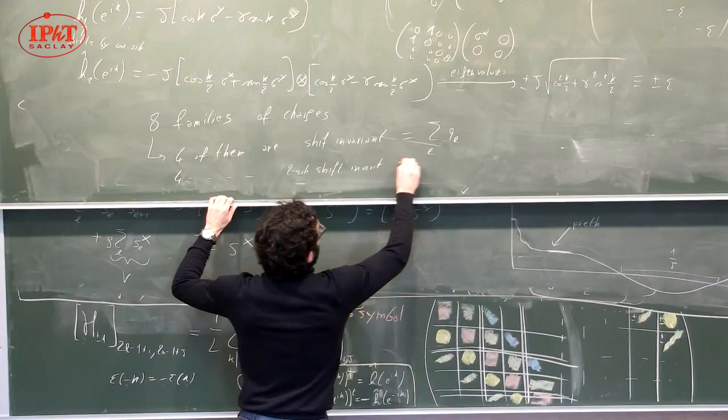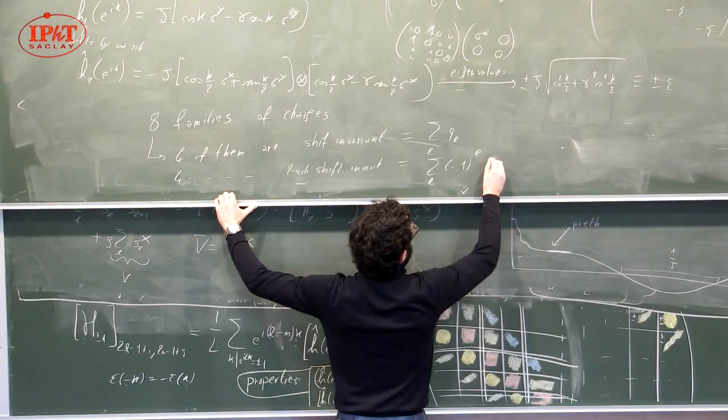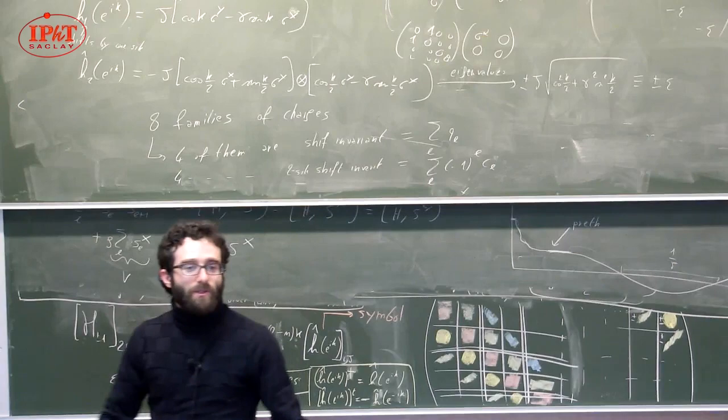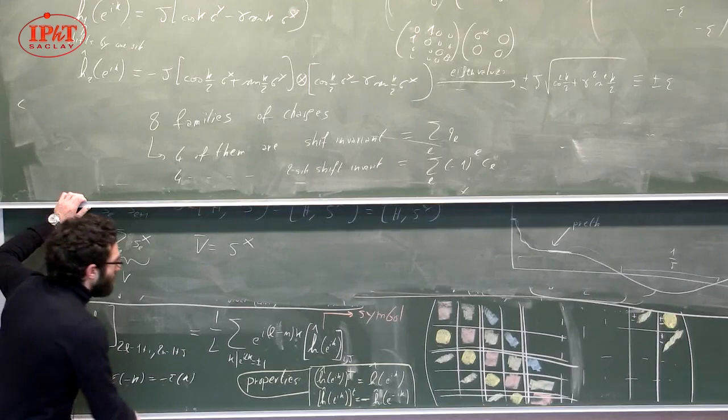It can be written, let's say, something like this in some cases. You have this kind of objects that commute with the Hamiltonian. The Hamiltonian was translation invariant, but you find objects that are not translation invariant and that commute with the Hamiltonian. Now, unfortunately, we don't have time to do the calculation. I tell you what you find.